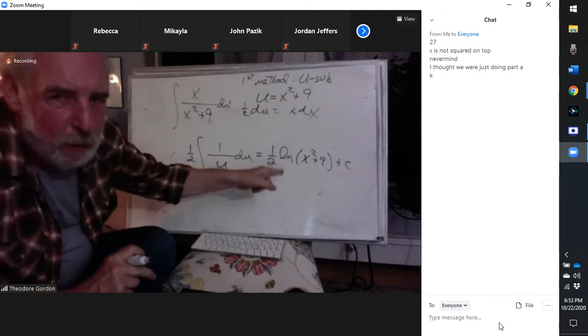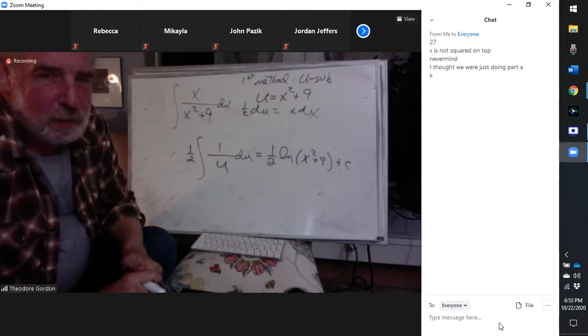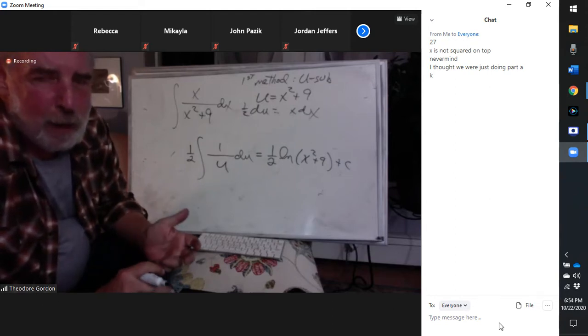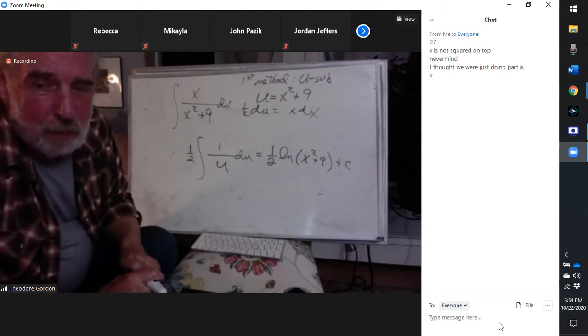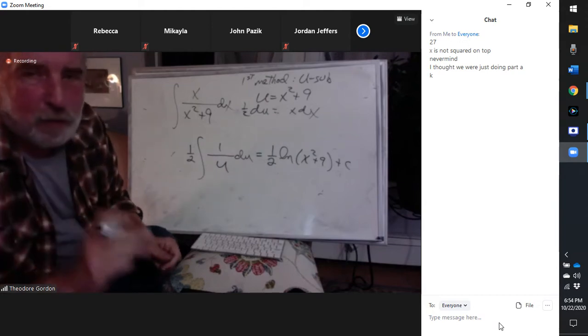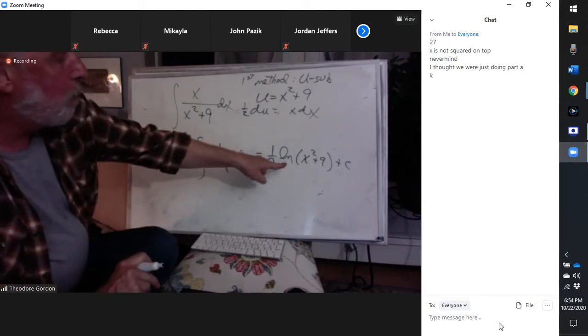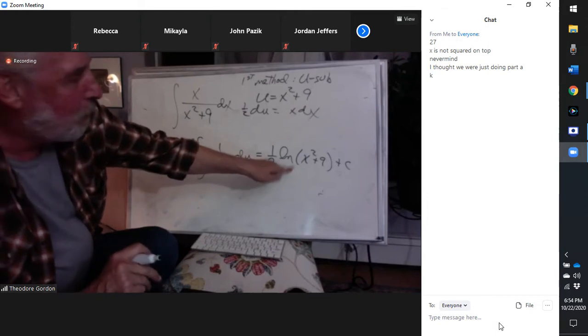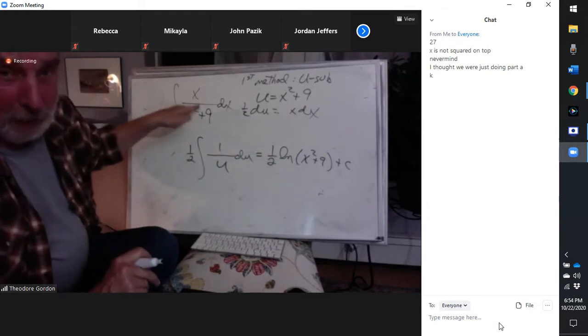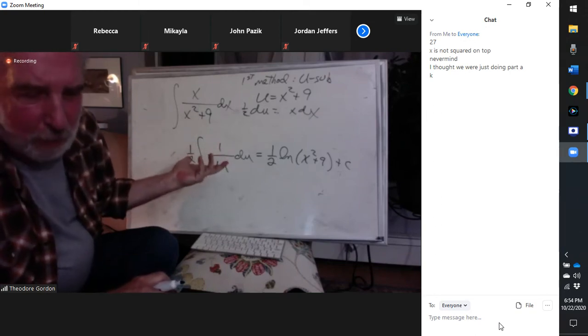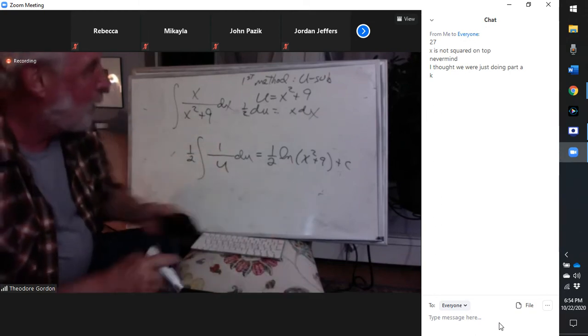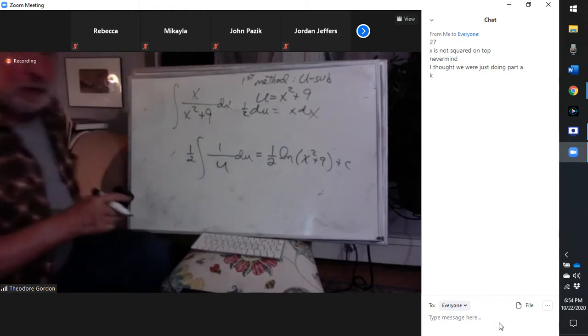And how would you know if you're right? The back of your book fell off. You don't have the answers anymore. How do you know if you're right? You just find the derivative. Yeah, I wasn't talking just to you, everybody. If you do this derivative, you will get this. Okay, that was u substitution. That was the easy way to do that problem. Now it says do it by trig substitution.